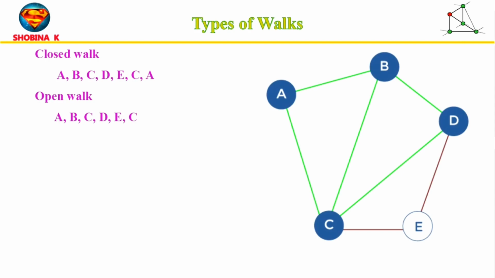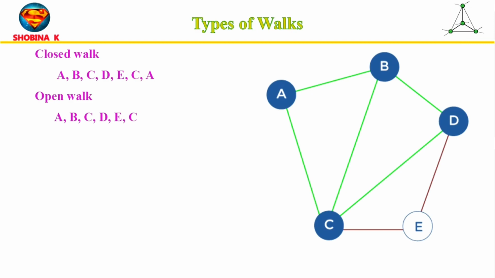Here is an example for closed and open walk. The closed walk sequence is A, B, C, D, E, C, A. And the open walk sequence is A, B, C, D, E, C. And as I mentioned earlier, the closed walk will start and end at the same vertex.